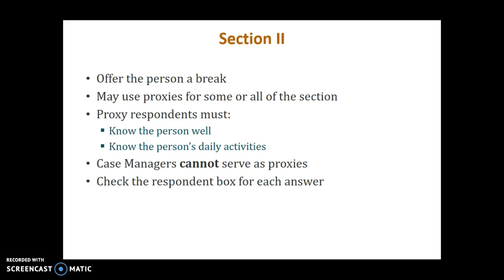When you do have a proxy respondent, we want to ensure that the proxy is somebody who knows the person really well and knows the person's daily activities. Oftentimes, this will be a person's family member or staff person. We do not allow for case managers to serve as proxies just for issues of conflict. And we want to make sure that throughout Section 2, you check off that respondent who's responding to each question. We have that respondent box that you all are probably very familiar with.